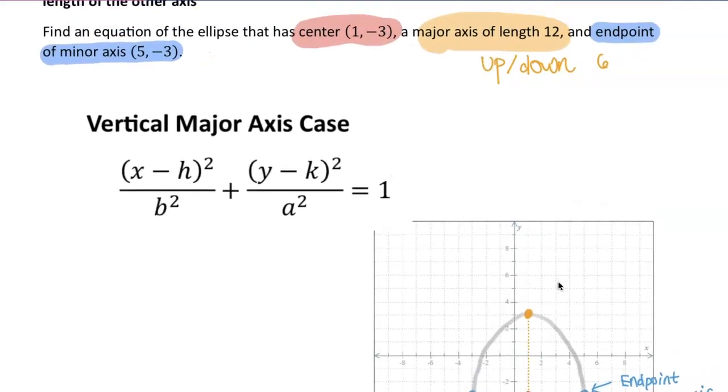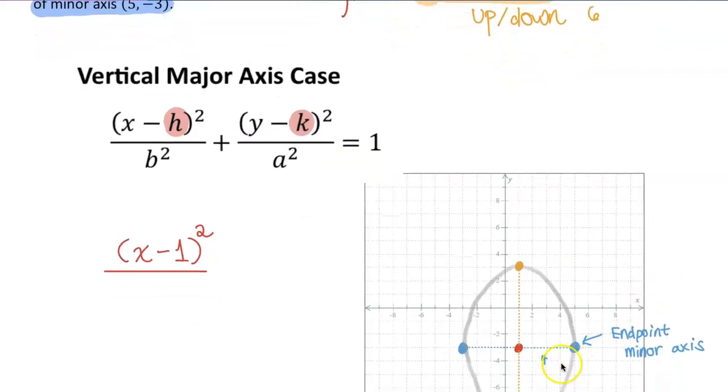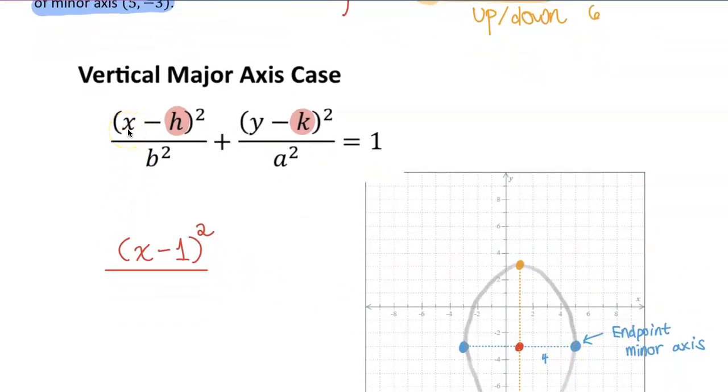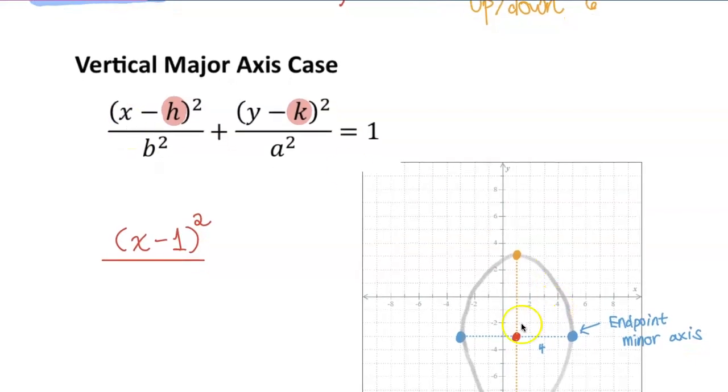The numbers being subtracted from x and y are going to be our center. So the first one, I'm going to draw the fraction and say x minus what number? The x coordinate of the center. So (x - 1) squared. Now, how many did we go up or down from the center? I'm sorry, x is about going right or left, right? So how many did we go to the right or left? Well, we went 4, right? We went 4 to the right and 4 to the left to have that minor axis sketched. So the denominator will be 4 squared for that first fraction.